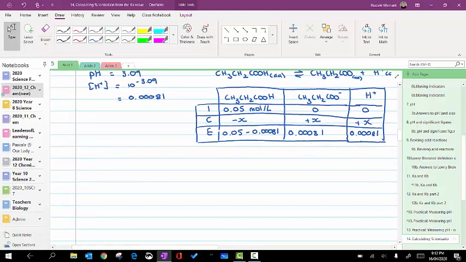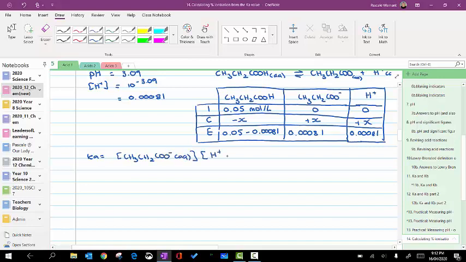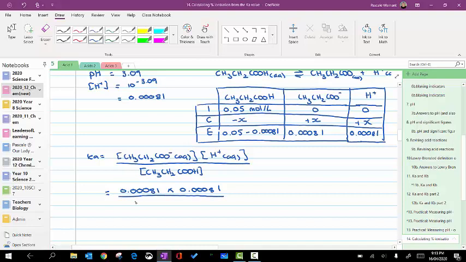So the Ka expression is as follows. So substituting the numbers, we end up with 0.00081 times 0.00081 divided by 0.05 minus 0.00081, and that gives us a value of 1.3 times 10 to the power of minus 5. So that's the Ka value for this particular acid.